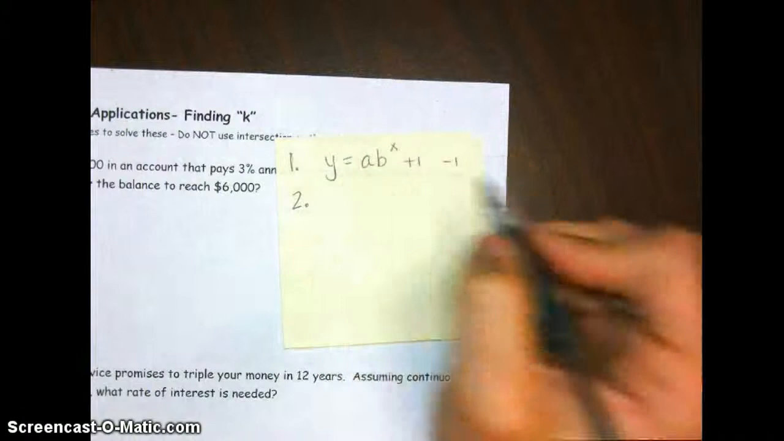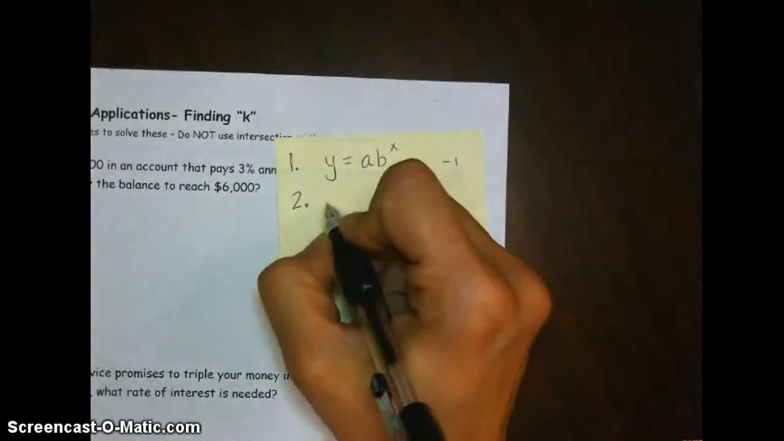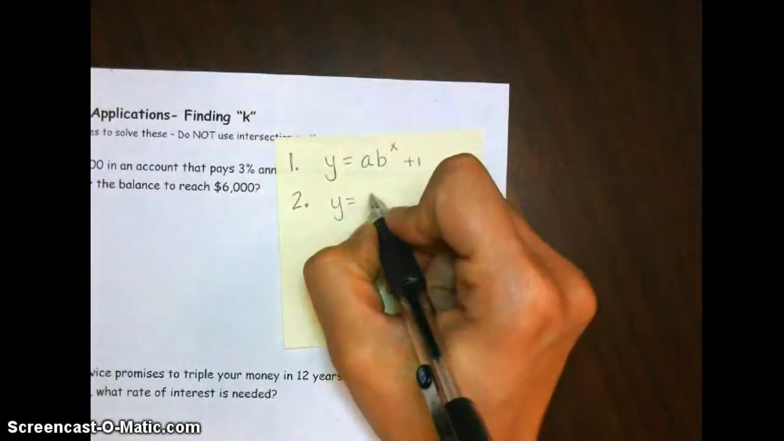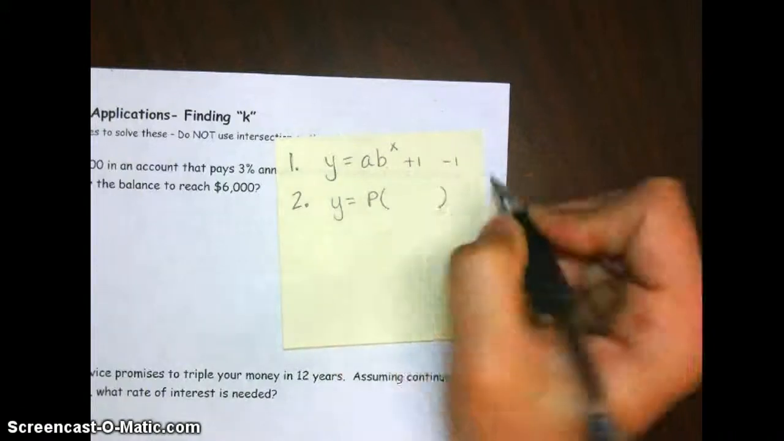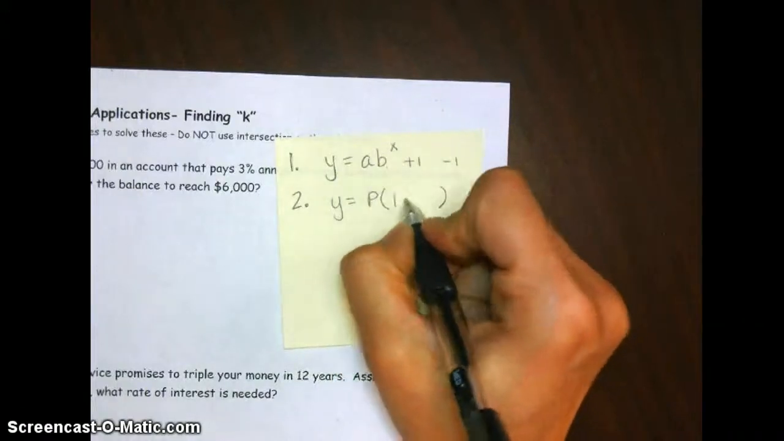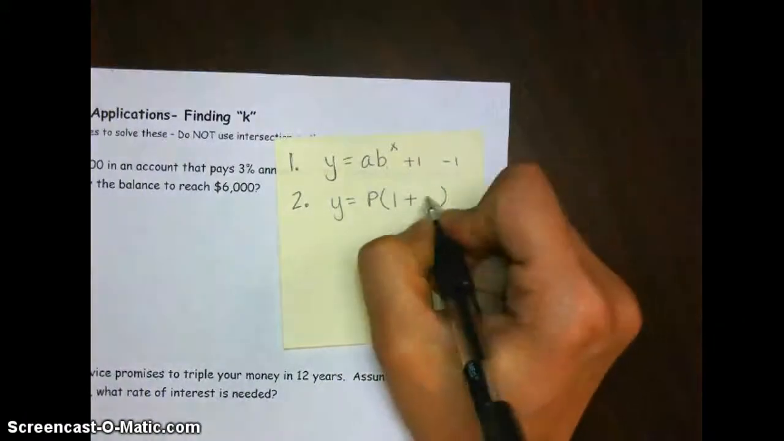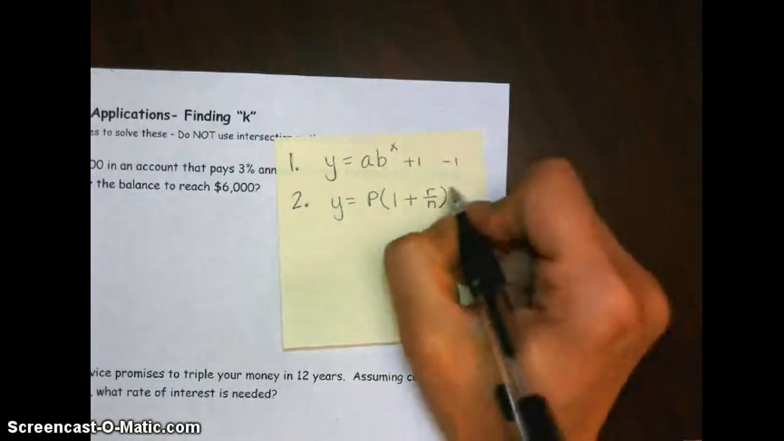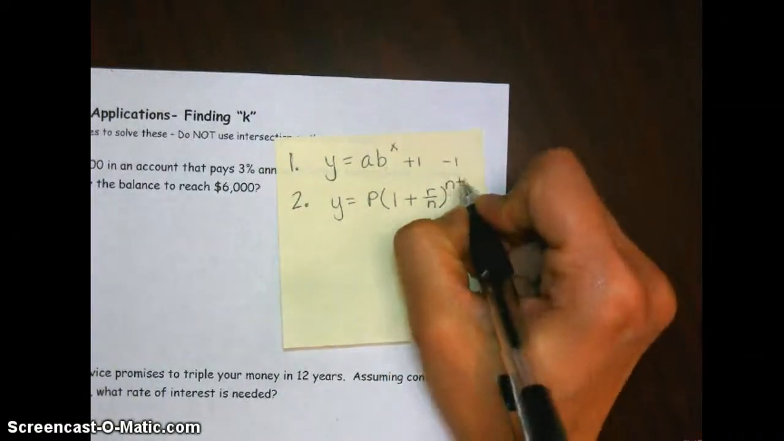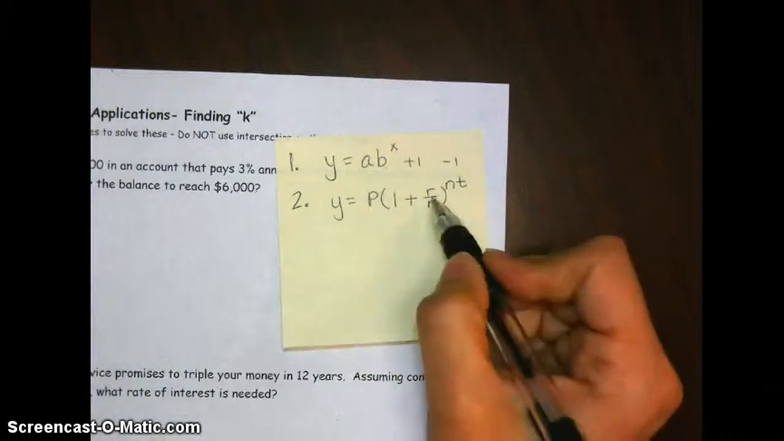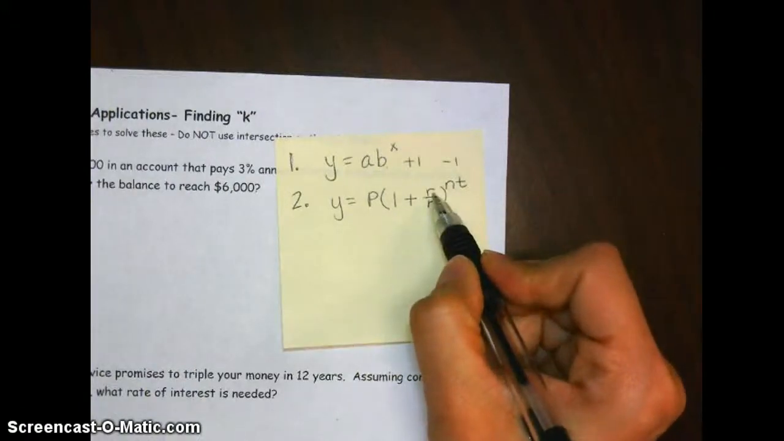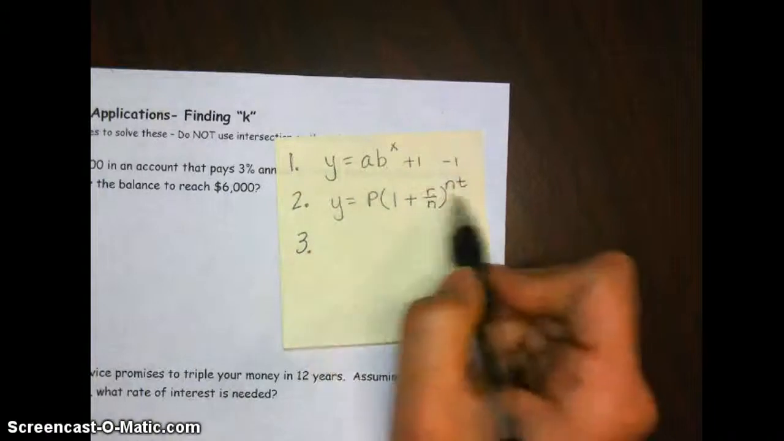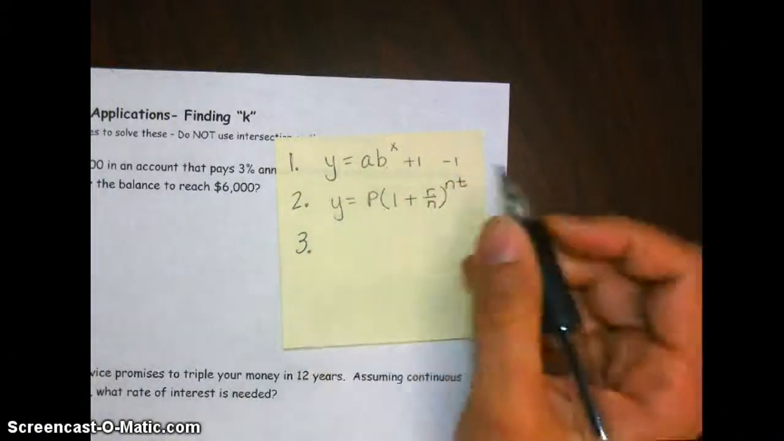Number 2 was our compounded formula. So we have our new amount is based on the original amount times, and then we're going to expand on this with 1 plus rate divided by number of times compounded, to the number of times compounded times time. And this one, all you have to do is change your rate from a percent to a decimal. And the key word here will be compounded.